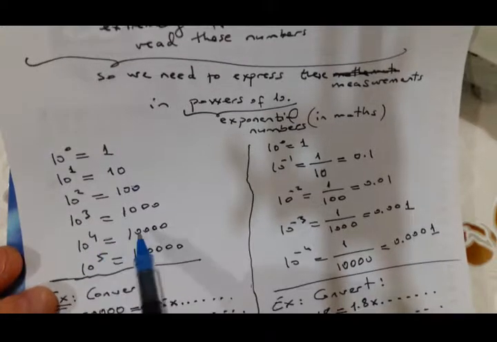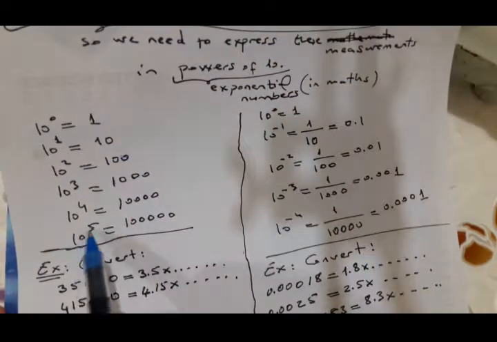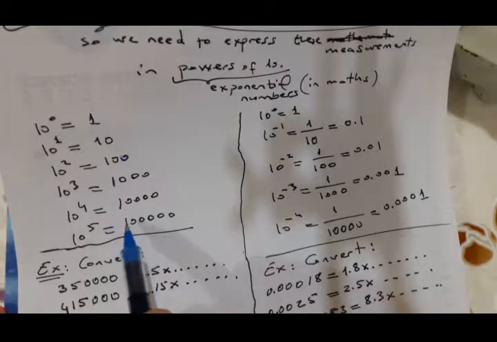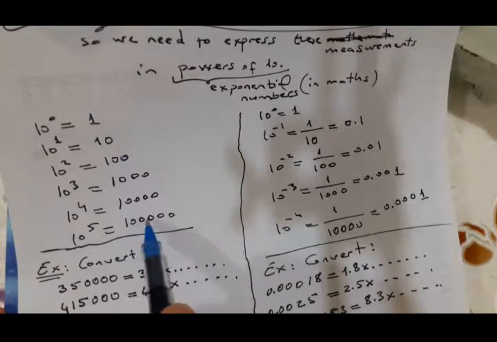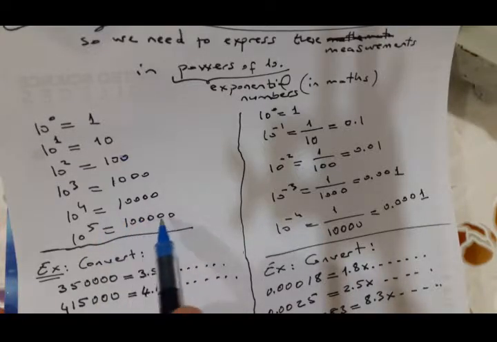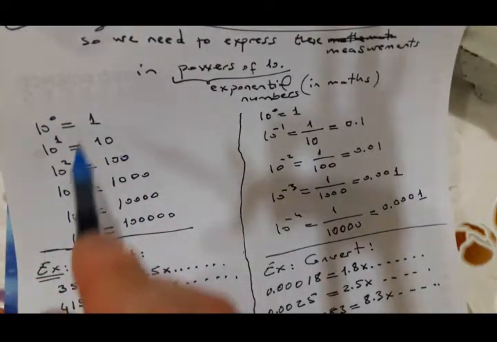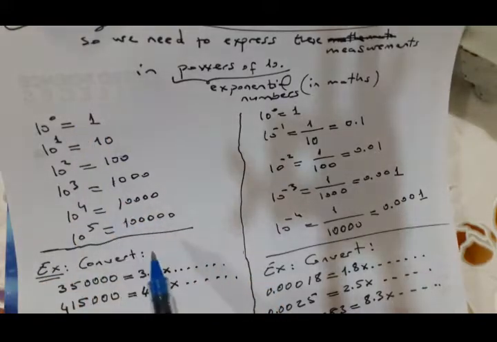10 to the power of 4 is 10,000; four zeros you add on the right of the 1. 10 to the power of 5 is 100,000; you add five zeros on the right side of 1. So this is how we get from exponential numbers to ordinary numbers.